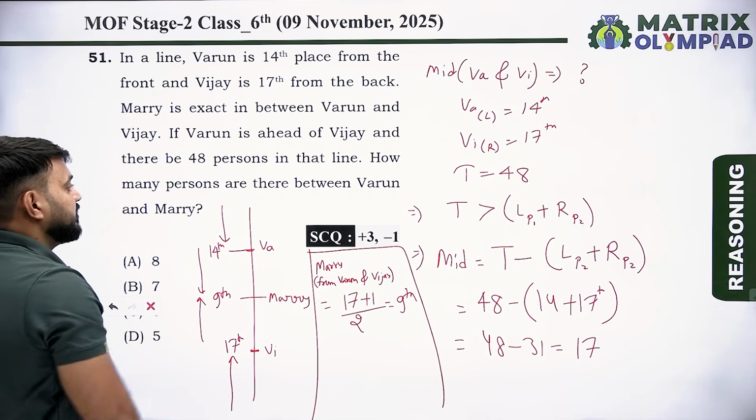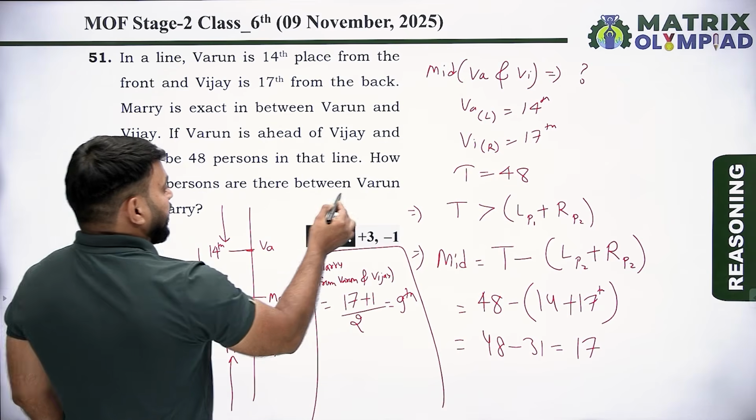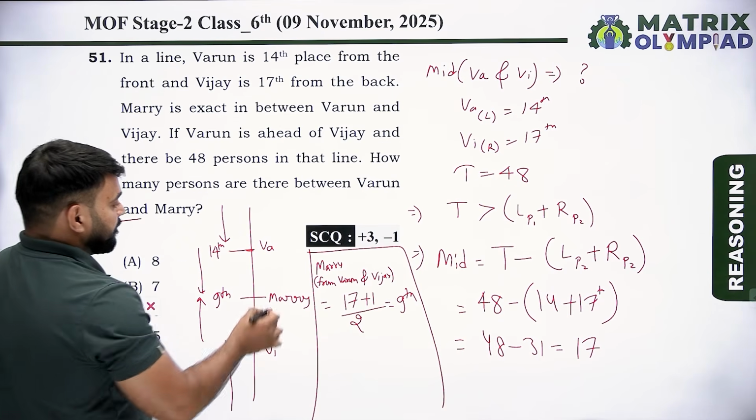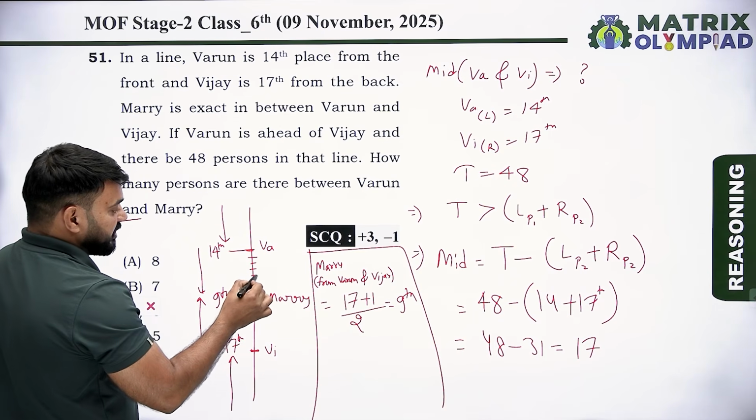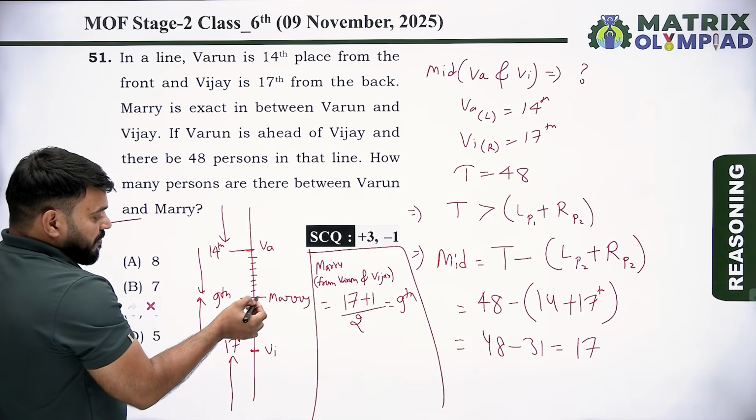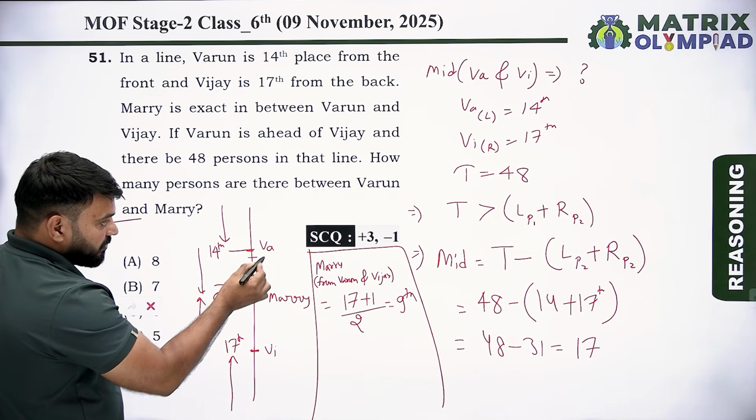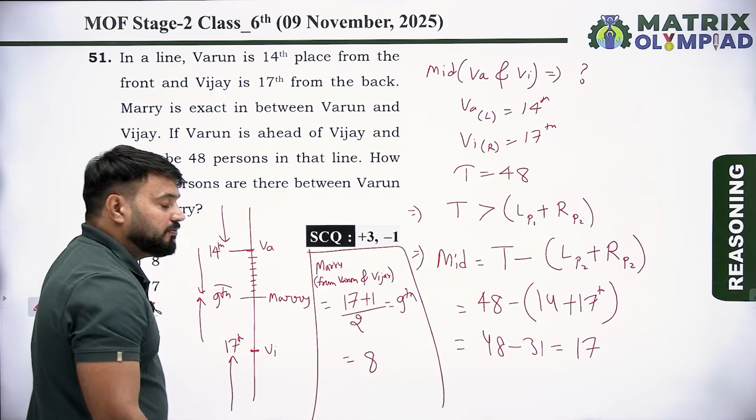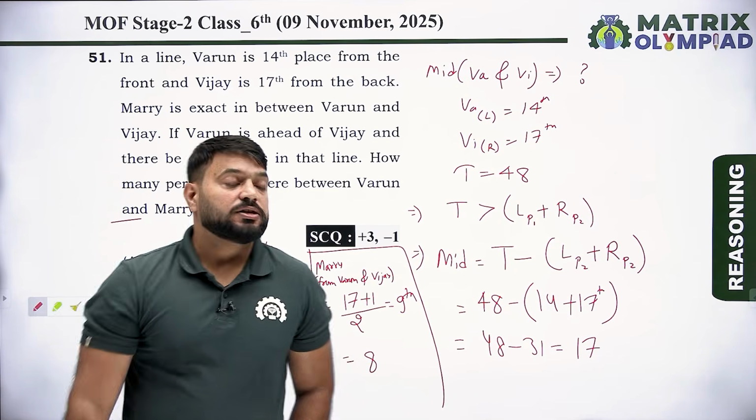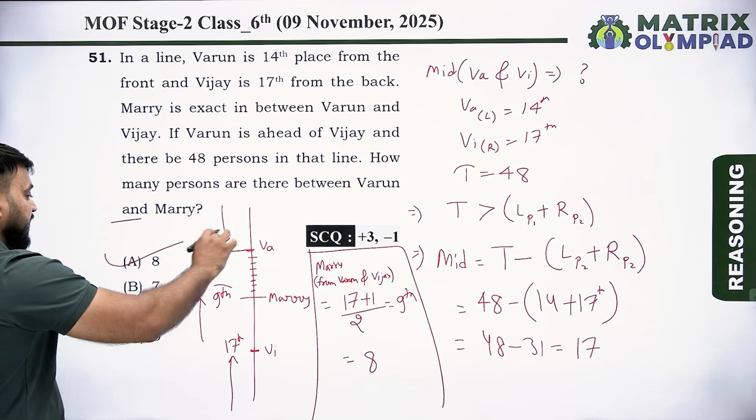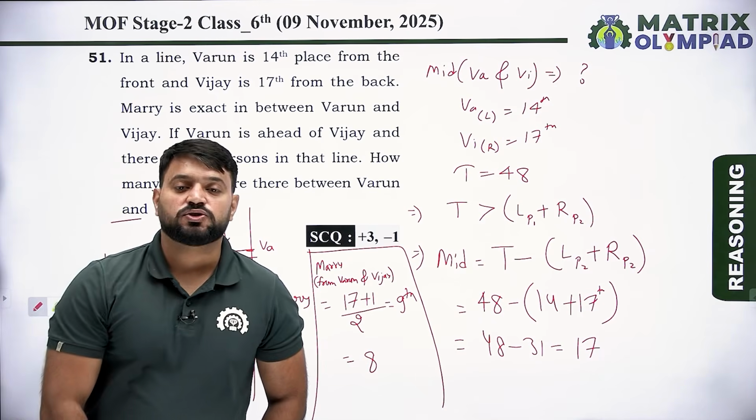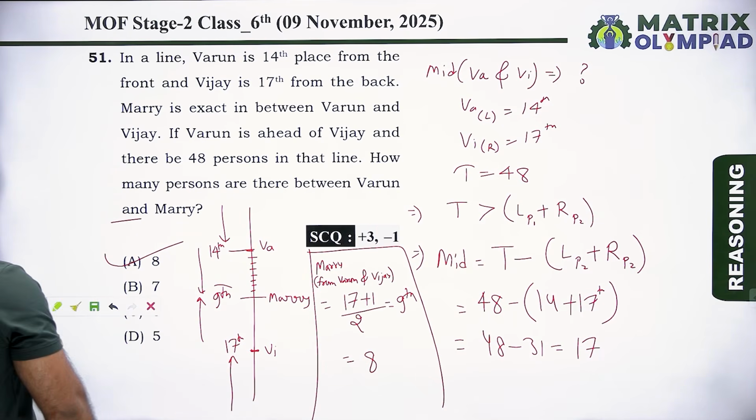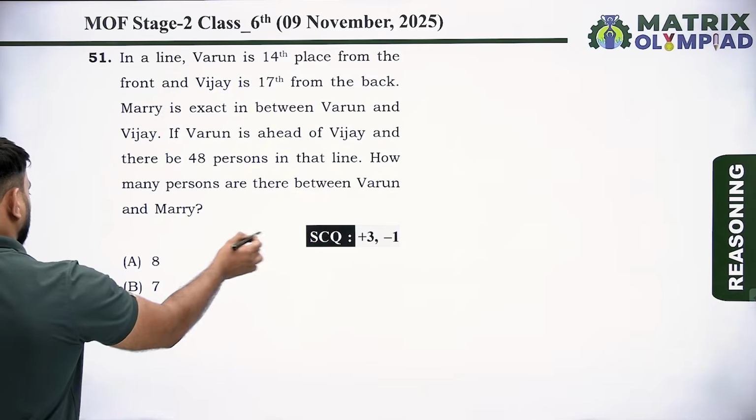And now find the number of mid persons in between Varun and Mary. Mary is placed 9th from the Varun. So it means there are 8 persons in between Varun and Mary. So here option A is the correct answer. Let's move on to the next question.